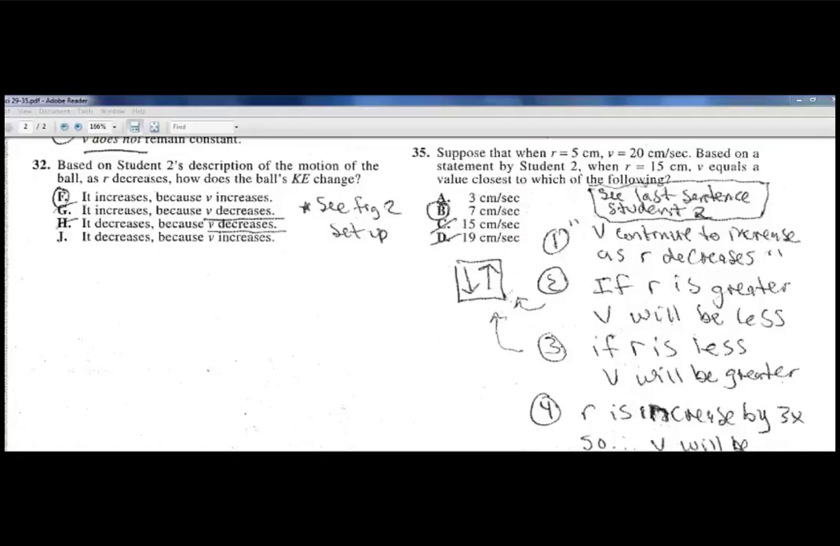Test 68C, Science, practice problem number 35. Number 35 states, suppose that when R equals 5 centimeters, V equals 20 centimeters per second. Based on the statement by student 2, when R equals 15 centimeters, V would equal the value closest to which of the following? The first thing we need to do is take a look at student 2 before we start monkeying around with the rest of this.